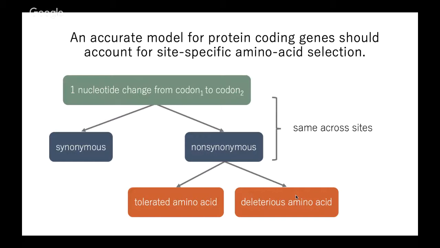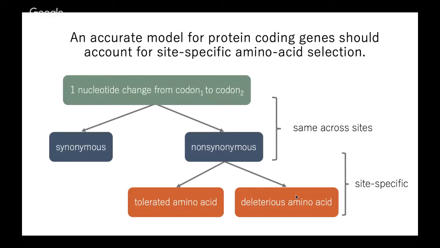Now, the first layer is relatively easier because the genetic code itself is not site-specific. Whether or not a nucleotide changes the amino acid encoded by a codon is going to be the same no matter what site you are in the protein. And most common substitution models, like the GY94 model I showed before, account for this layer using a parameter called omega, which is the rate of non-synonymous to synonymous change.